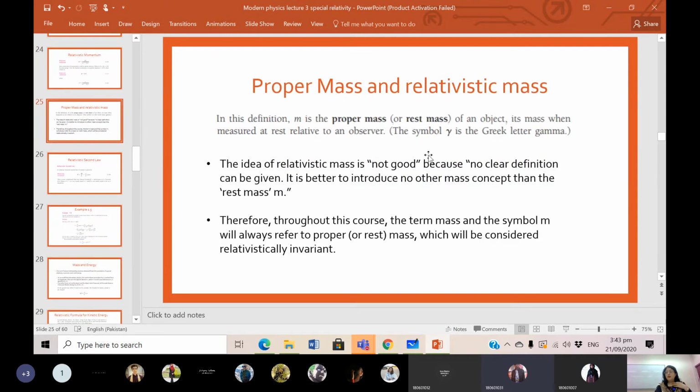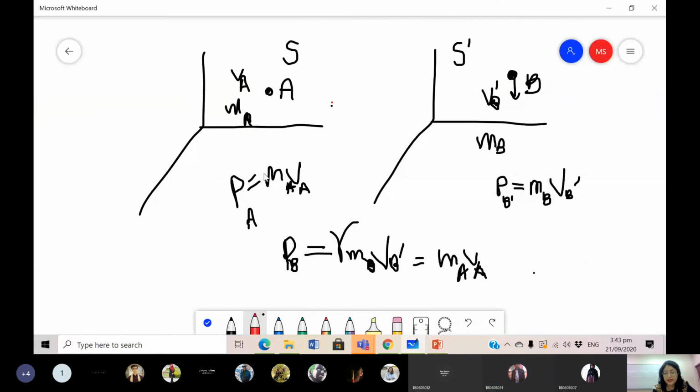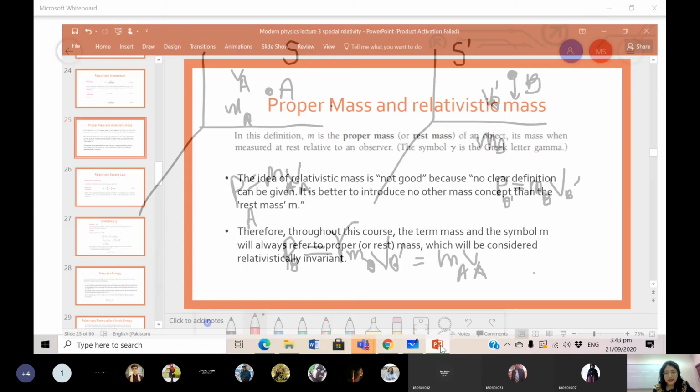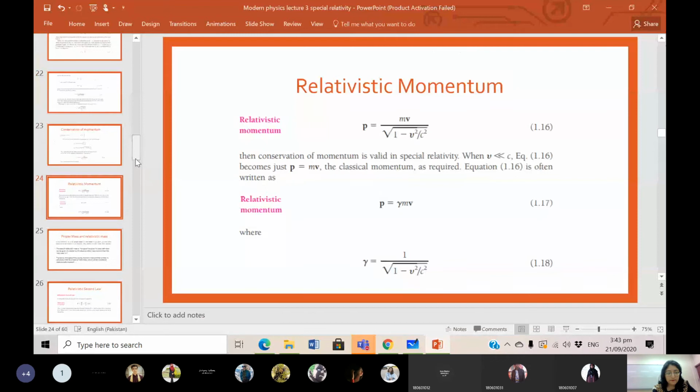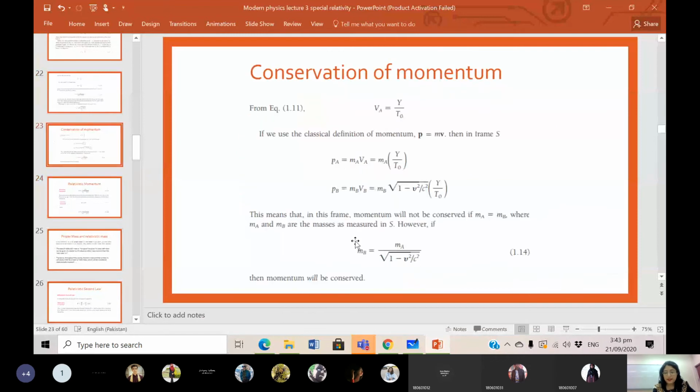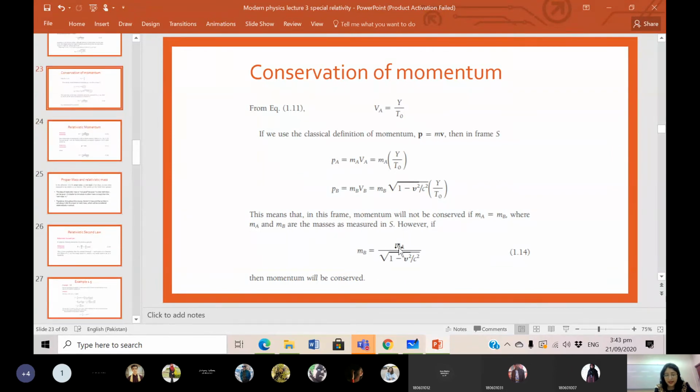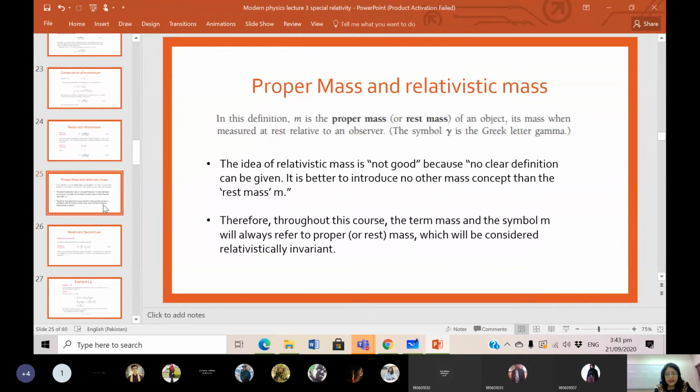Okay. So I want to tell you another thing, that m is the proper mass or rest mass. Does it look like from this equation that mass is relativistic? It looks like it, because we derived this equation, so it seems like m_B can be relativistic. It looks like m_B is equal to gamma m_A. But it doesn't work like that. We talk about the proper mass or rest mass of an object. There's no such thing as relativistic mass.